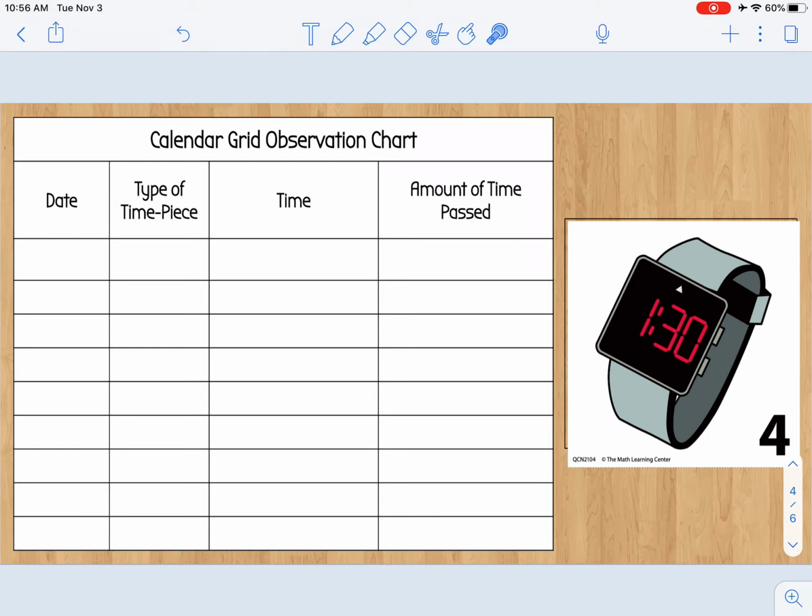We'll be filling in the date, the type of timepiece. So that's going to be whether it's an analog clock, digital clock, maybe an analog watch or a digital watch, the time that it shows, and then how much time has passed from clock to clock. So let's go ahead and fill in what we have so far. I'm going to start with Sunday, which was November 1st. So I'm going to do 11-1-20.